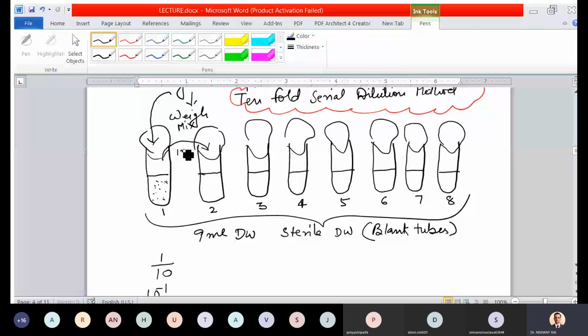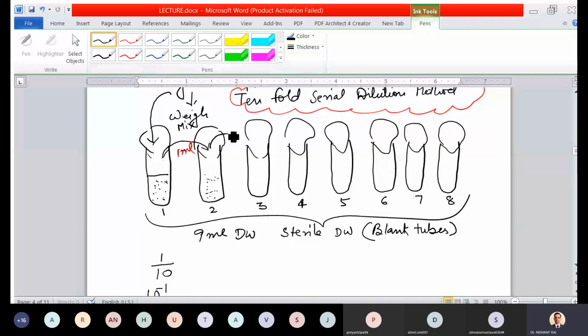1 ml of this suspension will be transferred to the next test tube. And here again you will mix it. Mixing can be done by pipetting, right? By micropipette you can mix it.